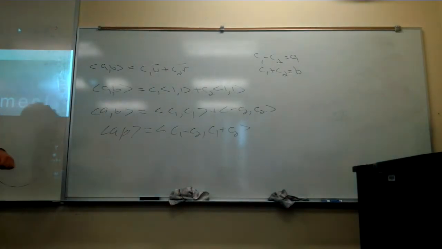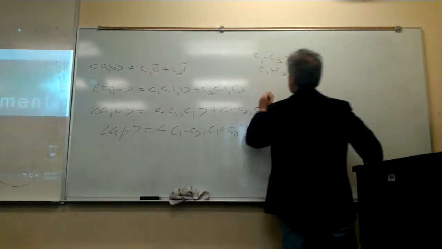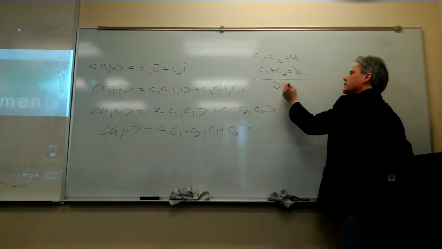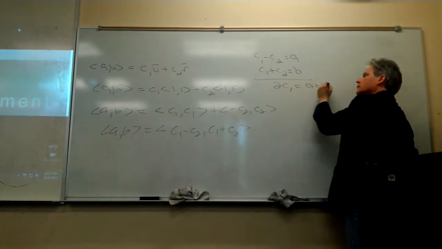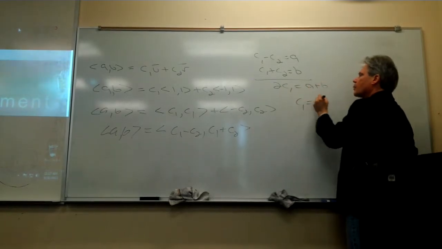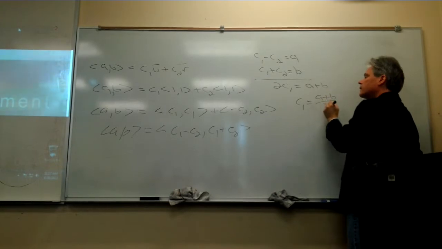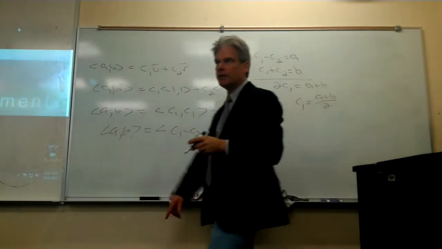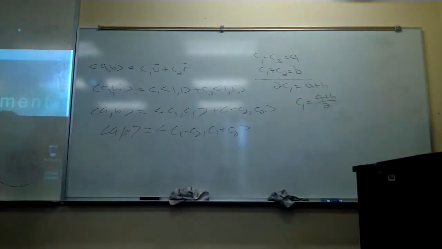Let me just do one real quick. Adding these two equations together, doesn't that give me this? So C1 is nothing more than the arithmetic mean of A and B, and you can go back and substitute for C2. Make sense? I kind of disagree with the answer in the back of the book. I don't really think it's what he asked.